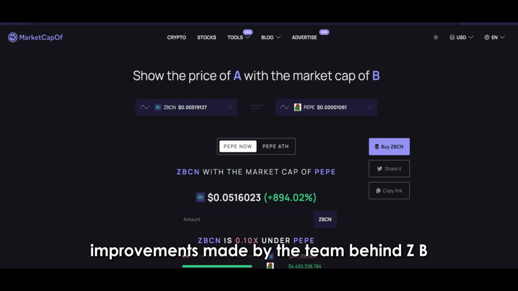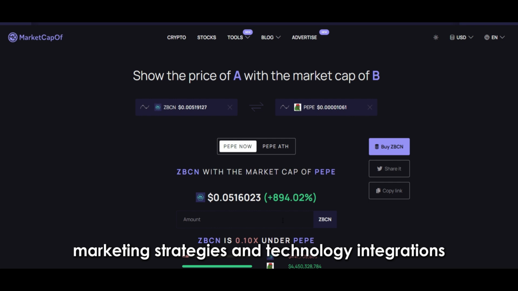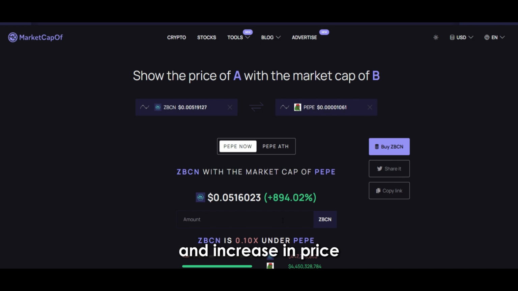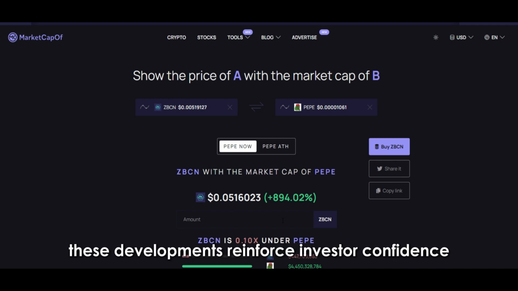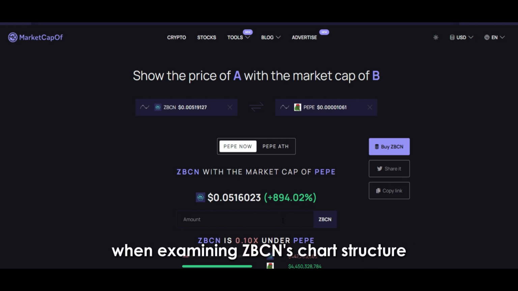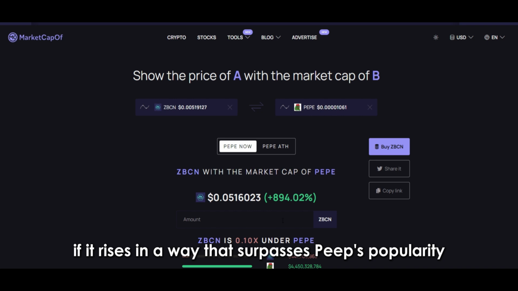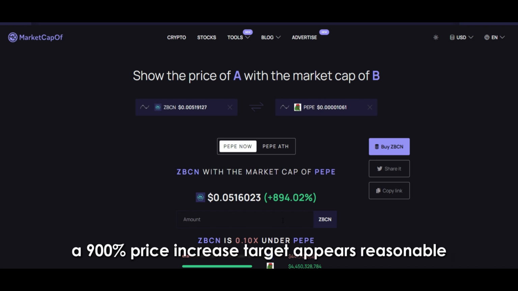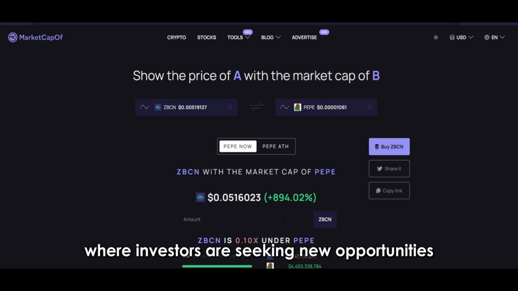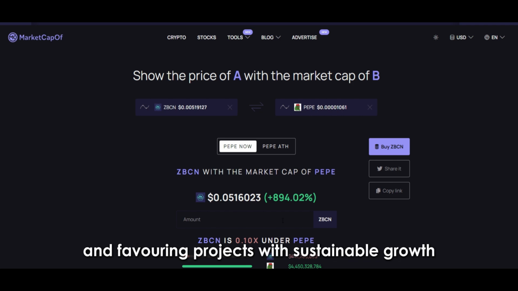Additionally, improvements made by the team behind ZBCN, marketing strategies, and technology integrations prepare the ground for the project to gain more market share and increase in price. These developments reinforce investor confidence and help boost market volume and liquidity. From a technical analysis perspective, when examining ZBCN's chart structure, support and resistance levels, trading volume, and momentum indicators, if it rises in a way that surpasses PEPE's popularity and market cap, a 900% price increase target appears reasonable. This situation makes it possible for ZBCN to stand out in an environment where investors are seeking new opportunities and favoring projects with sustainable growth.